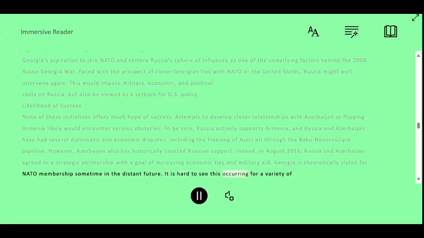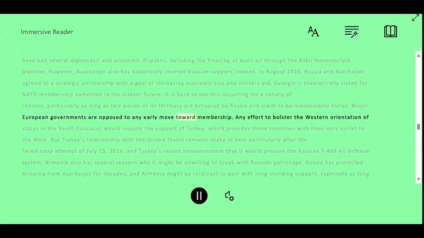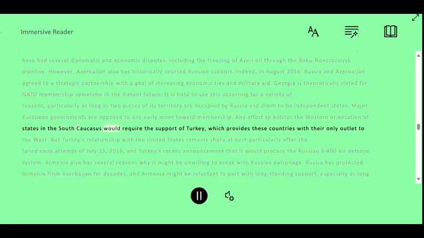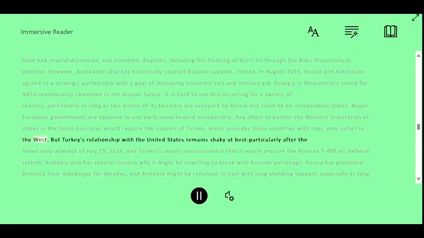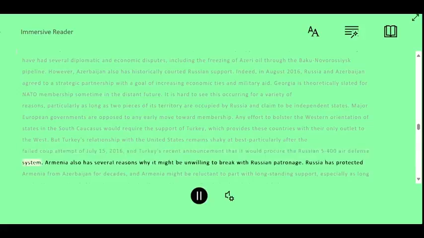Georgia is theoretically slated for NATO membership sometime in the distant future. It is hard to see this occurring for a variety of reasons, particularly as long as two pieces of its territory are occupied by Russia and claim to be independent states. Major European governments are opposed to any early move toward membership. Any effort to bolster the Western orientation of states in the South Caucasus would require the support of Turkey, which provides these countries with their only outlet to the West. But Turkey's relationship with the United States remains shaky at best, particularly after the failed coup attempt of July 15, 2016, and Turkey's recent announcement that it would procure the Russian S-400 air defense system.